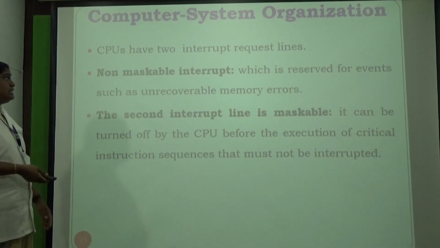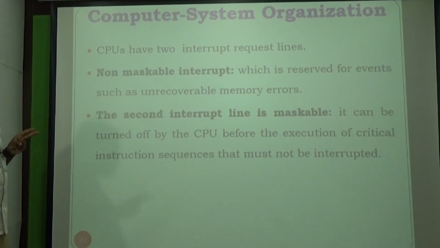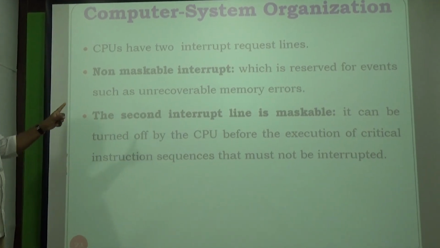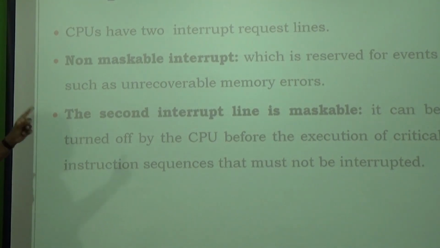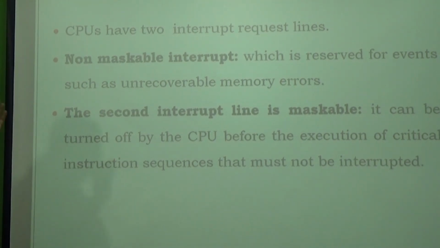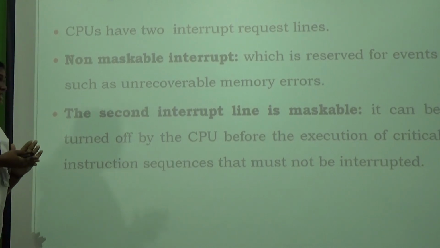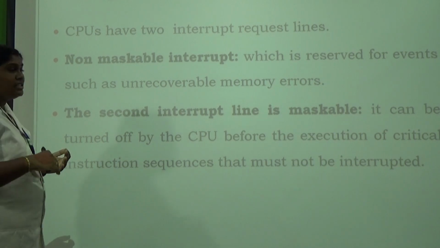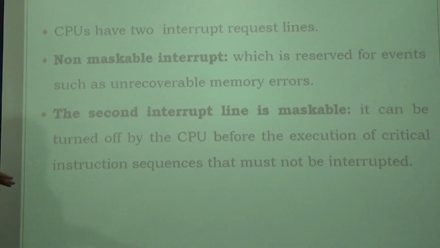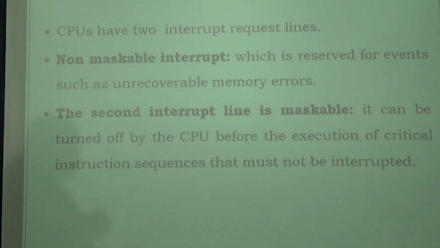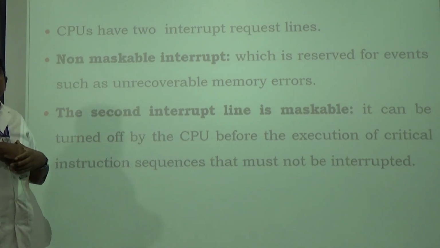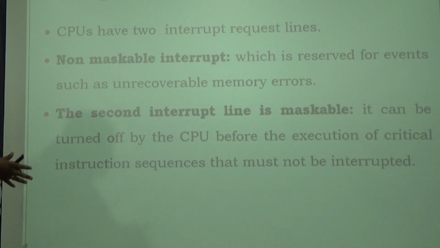Next, in this interrupt request line, we have two lines. One is the non-maskable interrupt and the other is the maskable interrupt. The non-maskable interrupt is reserved for events which cannot be recovered, right? The error which arises cannot be recovered. But with the maskable interrupt, the CPU will power off, or switch off, before the execution of critical problems.